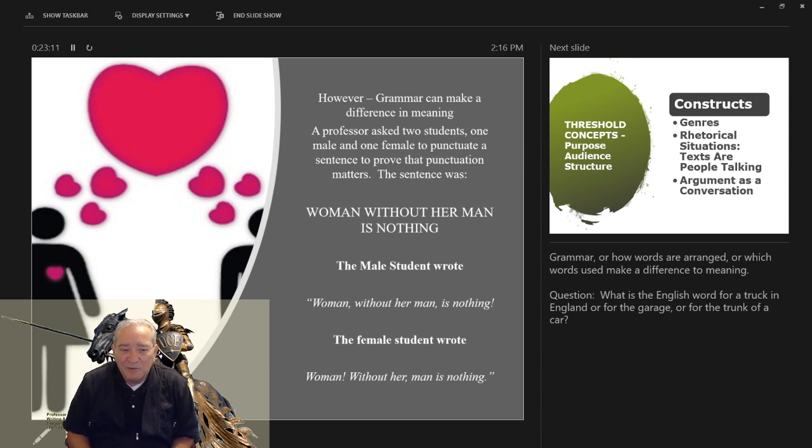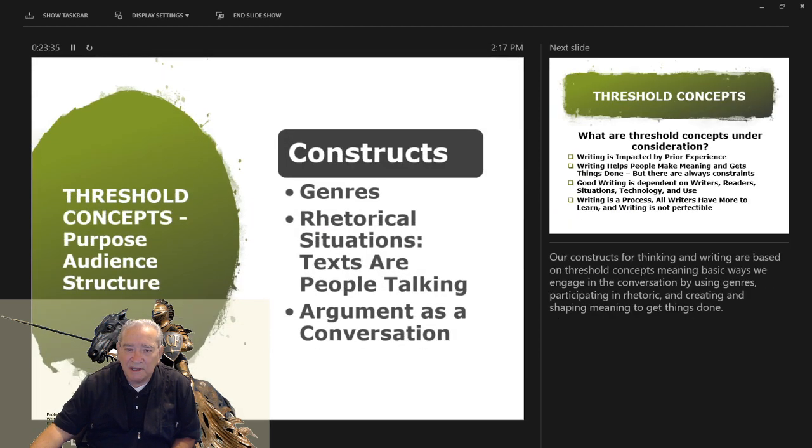So words can make a difference. In English, we have a word for truck, and I think over in England the same thing is called a lorry. I'm not sure, but that might be right. We talk about our garage over here, and over there they call it something else. I don't remember. The trunk of the car here is the trunk. Over there it's called the boot. And so there are different kinds of words.